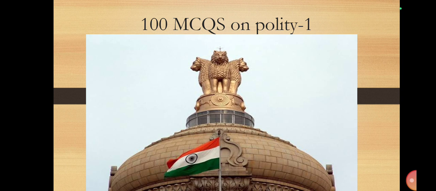Judicial review is based on procedure established by law. Question number 57. Writ of prohibition is not available against a public officer not vested with judicial or quasi-judicial powers.